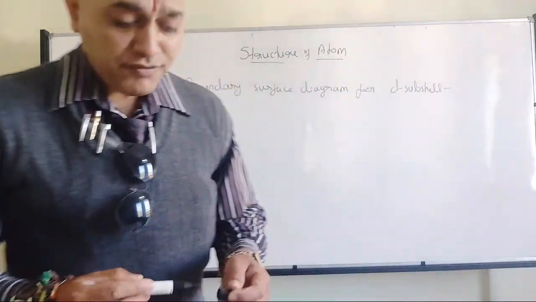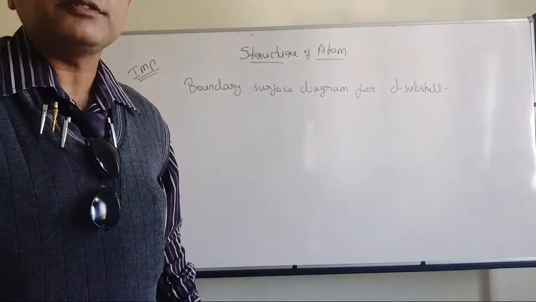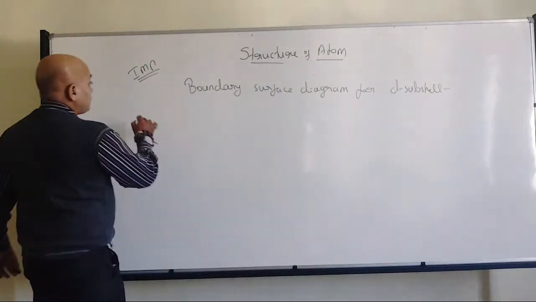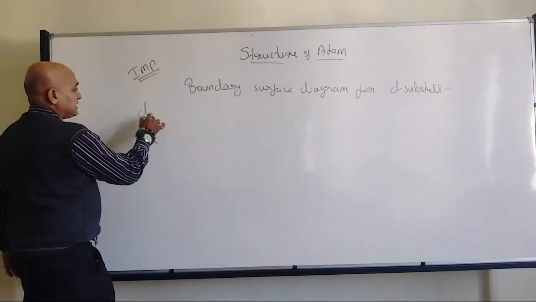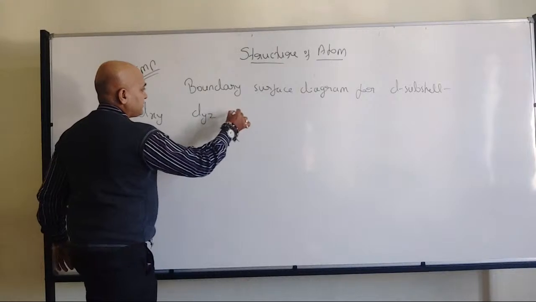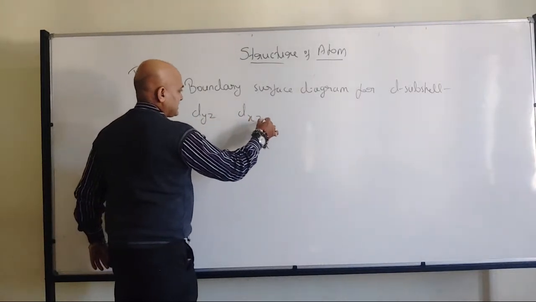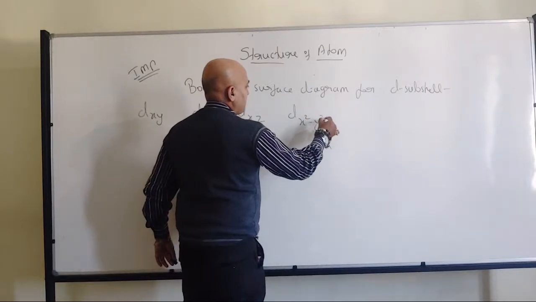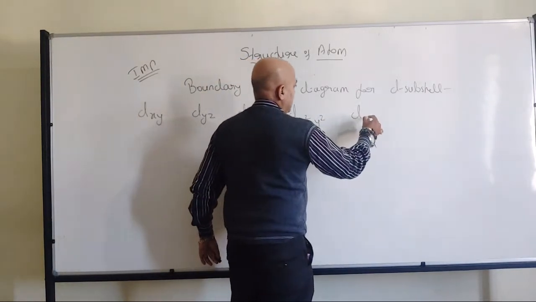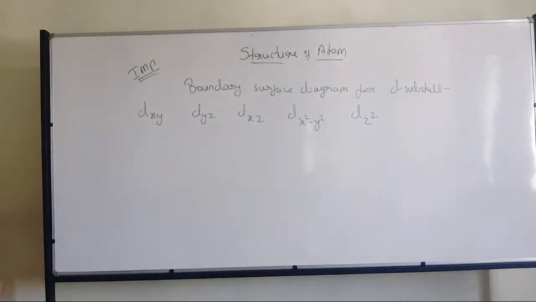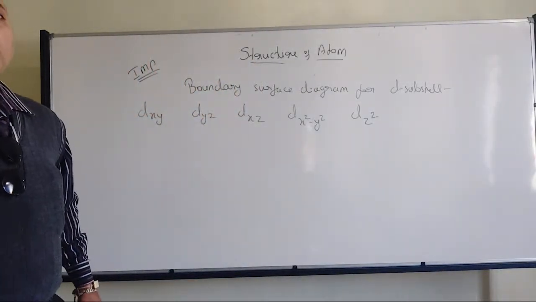So it is 5. Very good. All of you are absolutely correct. It is 5. So which are those? Those are dxy, dyz, dxz, then dx square minus y square, and then dz square. Okay? So these are the 5 orbitals.